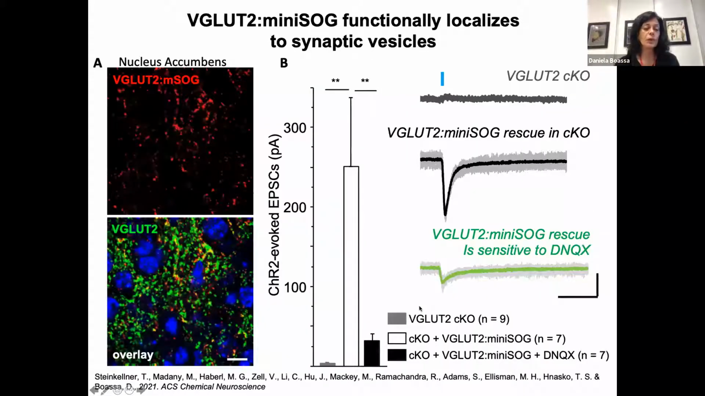We confirmed the tagged VGLUT2 was also functional. In fact, it's properly expressed in boutons and colocalized with endogenous VGLUT2. And when it's expressed in knockout animals that lack VGLUT2, it rescues the postsynaptic glutamate currents.